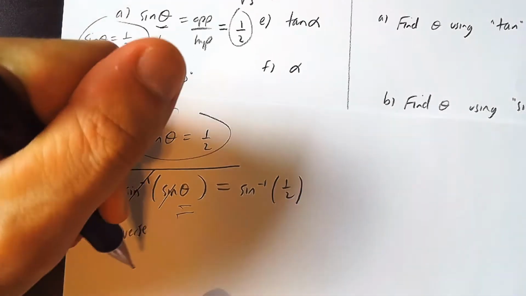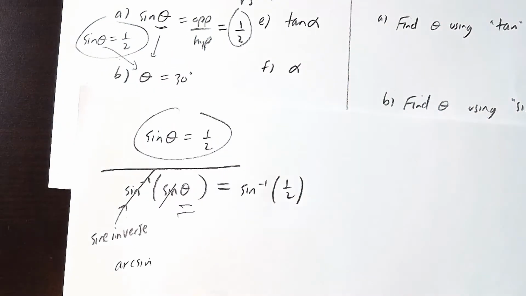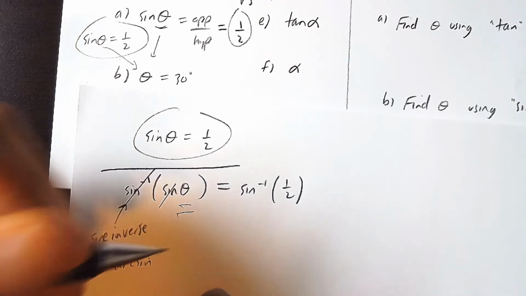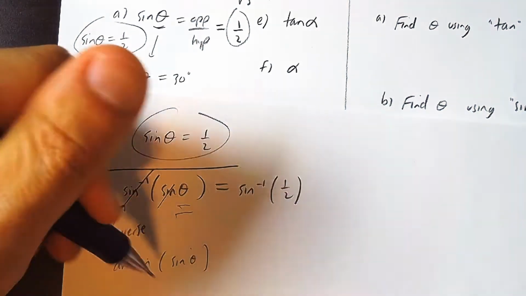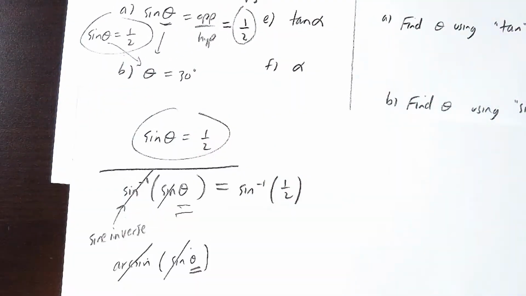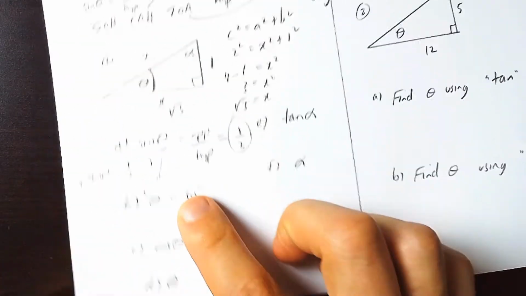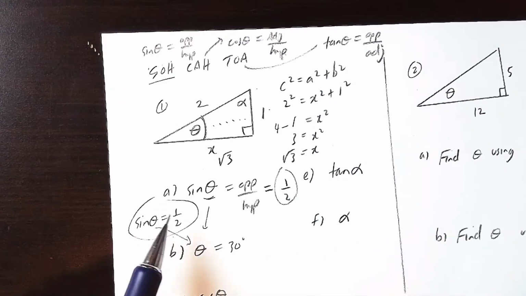Another word for sine inverse is also called arcsine. So instead of saying sine inverse of sine theta, we can say arcsine of sine theta, which would do the same thing. The arcsine and the sine would cancel out, and we would expose the angle. Okay, let's get back to it. So when you want to find the angle, all you have to do is hit that button, sine inverse.